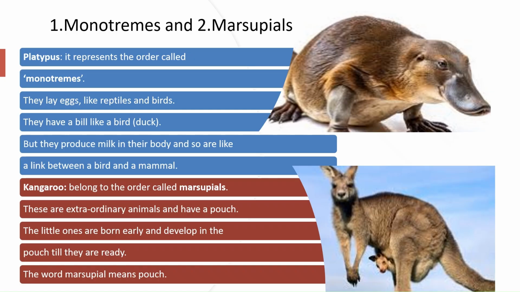Kangaroo belongs to the order called marsupials. These are extraordinary animals and have a pouch. The little ones are born early and develop in the pouch till they are ready. The word marsupial means pouch.